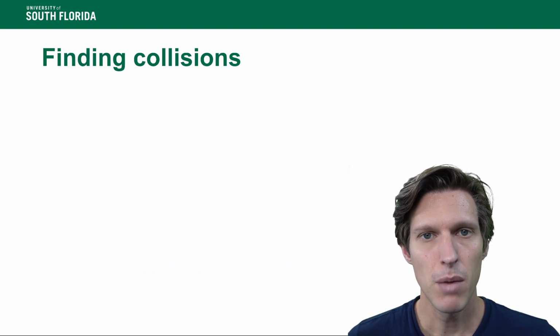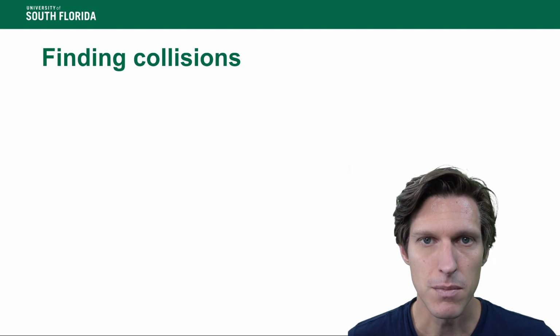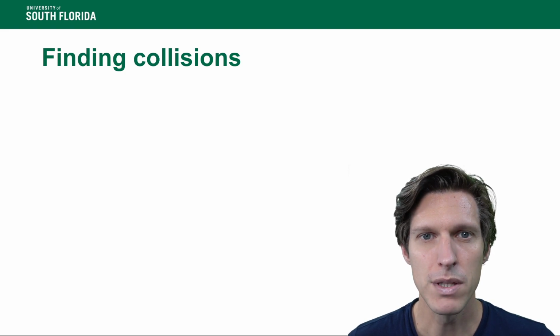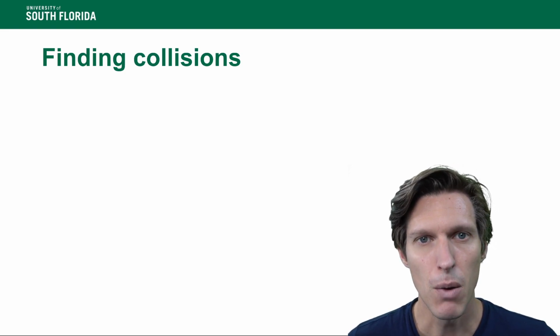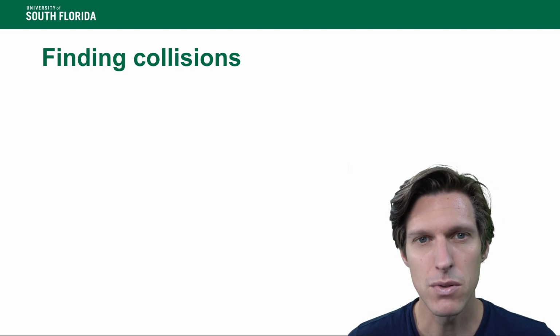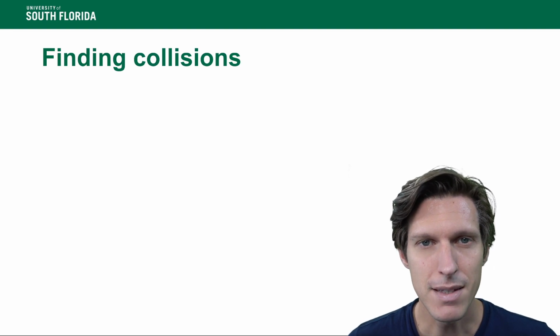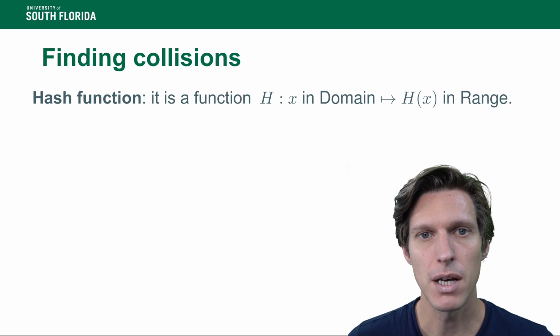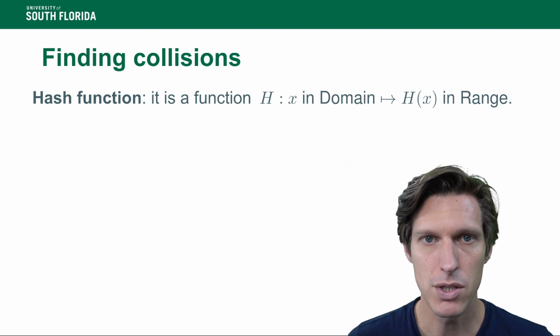Now, another event for which we want to be able to calculate probabilities is that of finding collisions. It will be more clear why we care about that when we discuss hash functions in more detail, in particular, what their role is in cryptography. However, to explain this from a math perspective, I need to give you some idea of what a hash function does. A hash function is simply a function that goes from a domain to a range, okay?